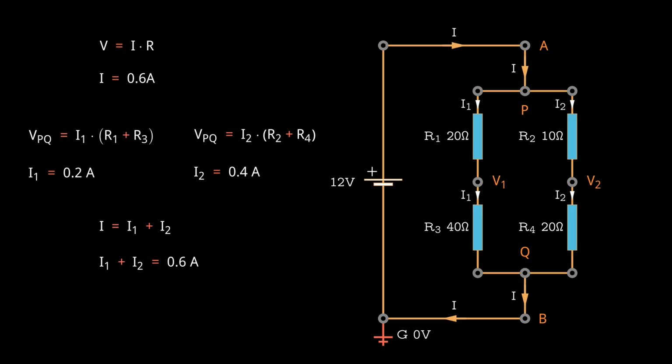Essentially, if we can determine the current in each branch, we can apply KCL to calculate the total current of the circuit. If we already know the total current and the voltage, we can easily calculate the equivalent resistance without simplifying the circuit, as demonstrated here.